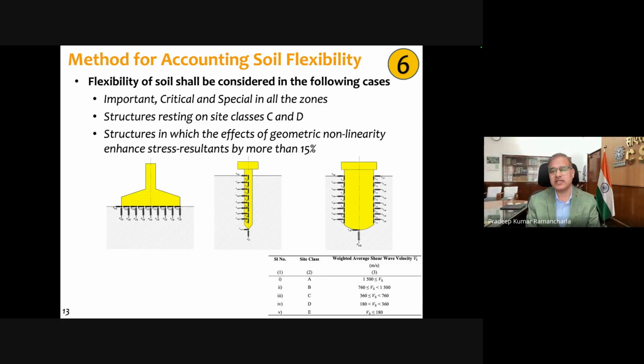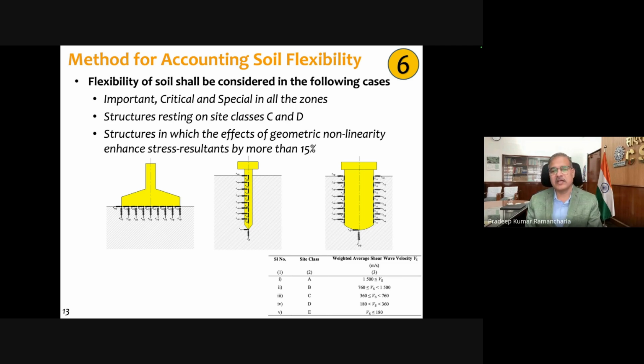So what does soil flexibility mean? You have to model the base not as a fixed boundary condition, but as resting on springs with K vertical, that is the modulus of subgrade reaction, and K horizontal, which is also the modulus of subgrade reaction.